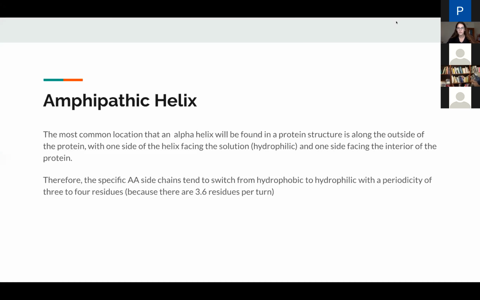So the most common location for an alpha helix to be found in a protein structure will be along the outside of the protein. That's where you would assume it would be. That would mean that one side of the helix would be facing the solution, which would usually be hydrophilic, and one side would be facing the interior of the protein, which would be hydrophobic. So the specific amino acid side chains, which are either inside or outside, tend to switch from hydrophobic to hydrophilic with a periodicity of 3 to 4 residues, because that's how long it takes to turn around the helix.